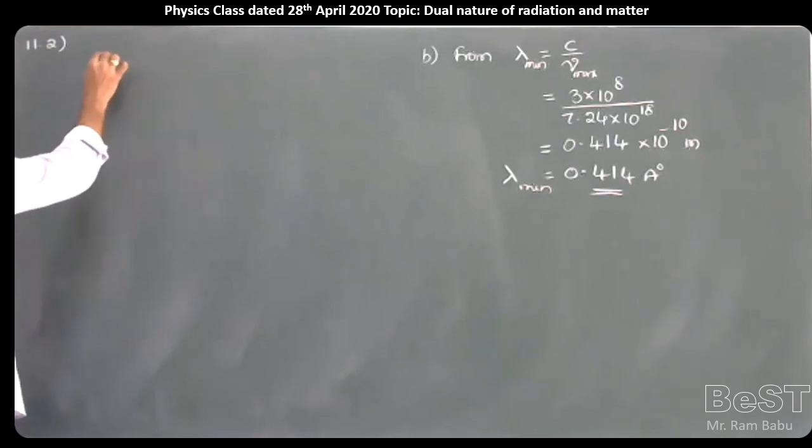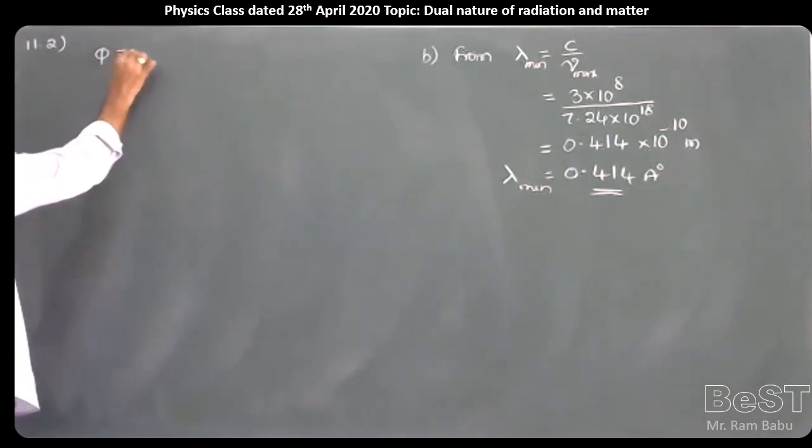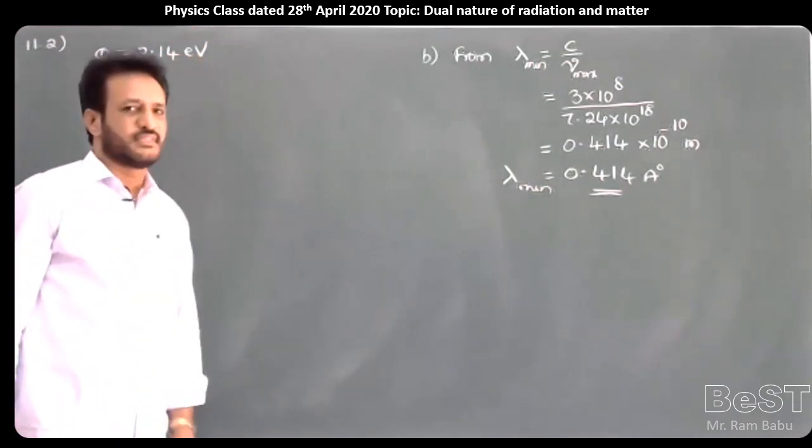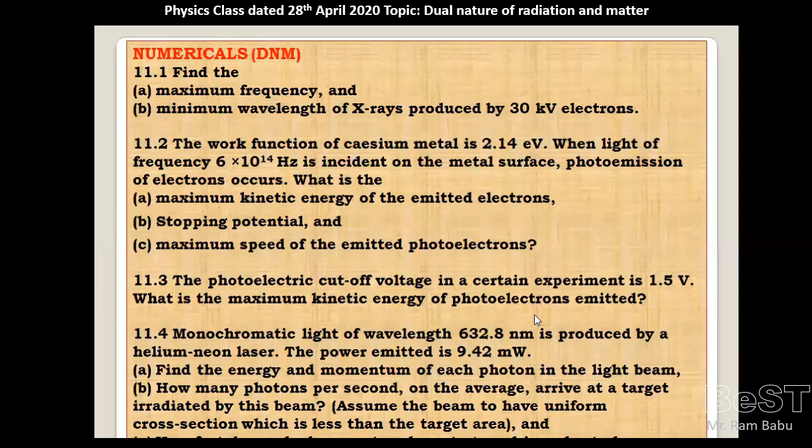The question given: the work function of the cesium metal is equal to 2.14 electron volt. Second question: when light of frequency 6 into 10 to the power of 14 hertz is incident on the metal surface, what is the maximum kinetic energy of the emitted electrons? What is the stopping potential? What is the maximum speed of the emitted photoelectrons?